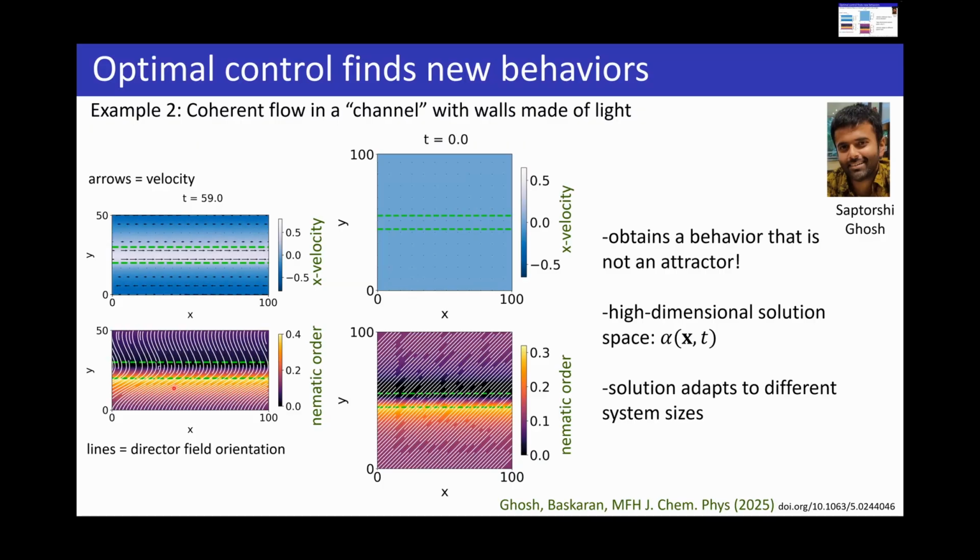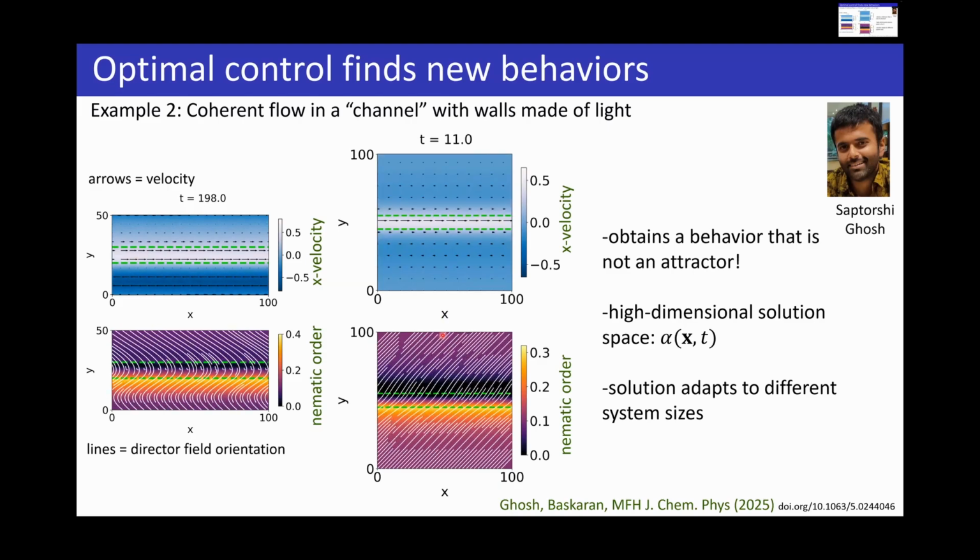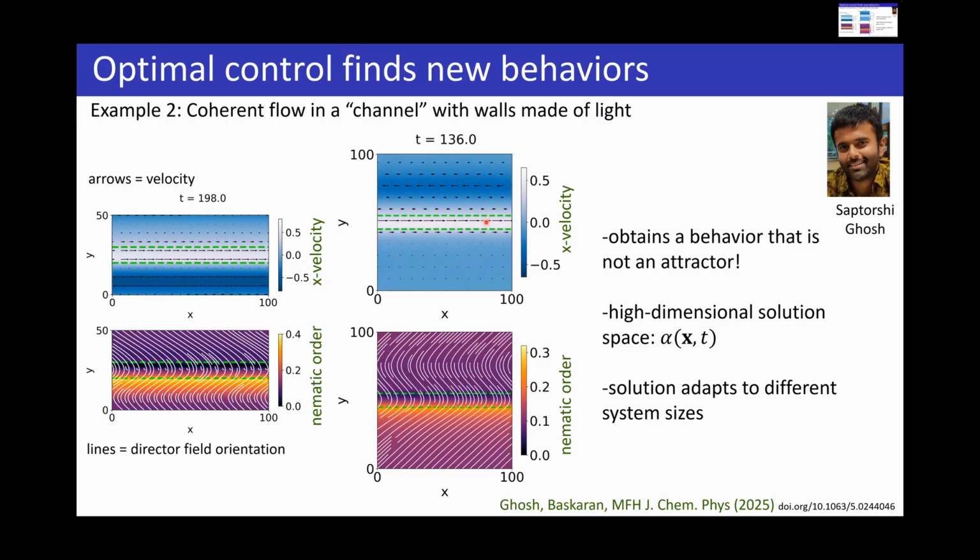And it indeed is able to come up with a solution where it comes up with an activity profile that causes a bend deformation, which indeed leads to a coherent flow through the channel. And interestingly, we were then able to try different system sizes, and it would come up with similar but different bend profiles that still achieved the coherent flow through the x direction. So this is good.